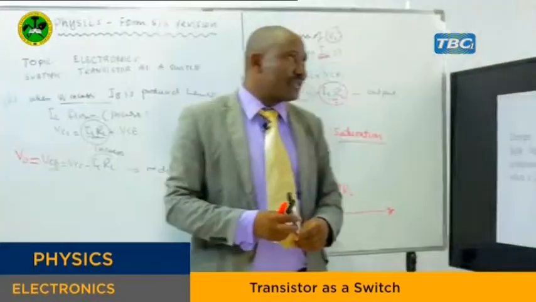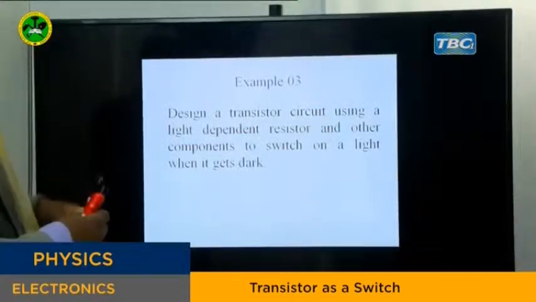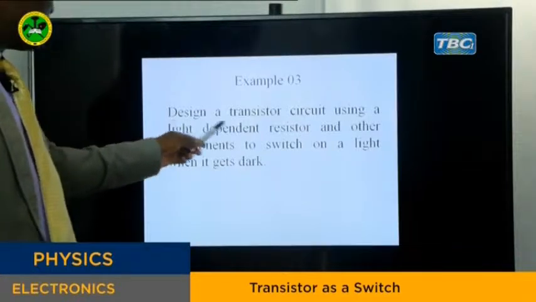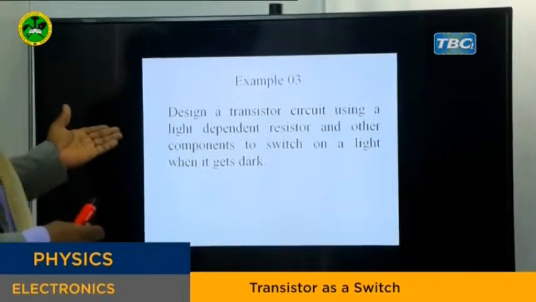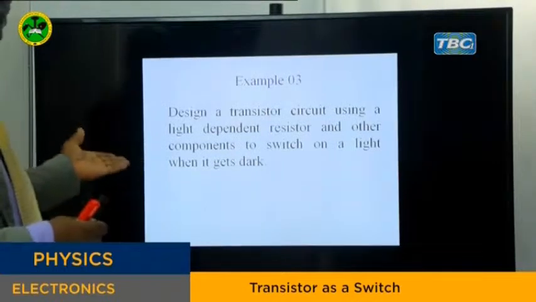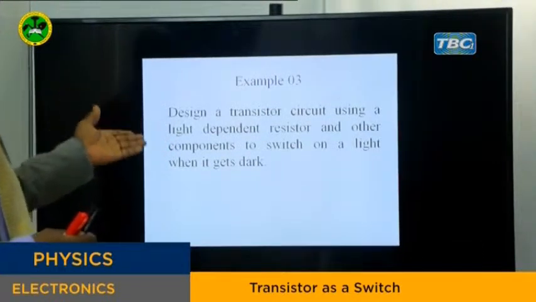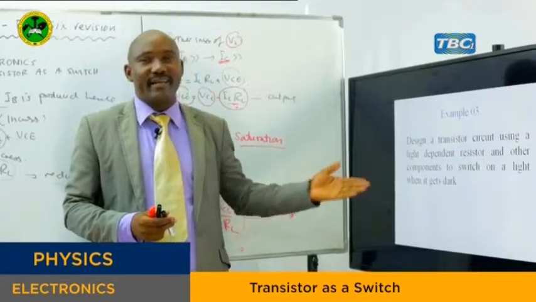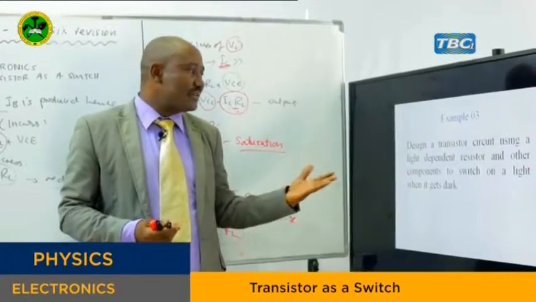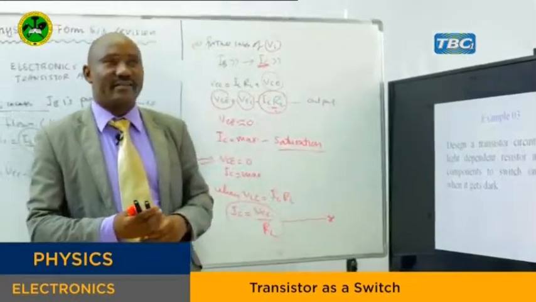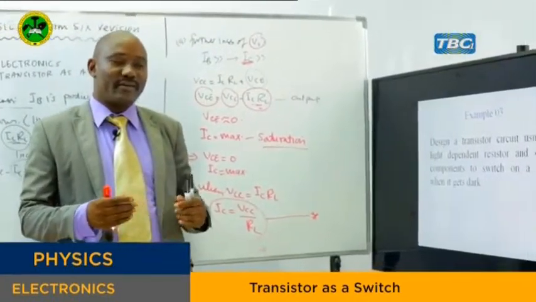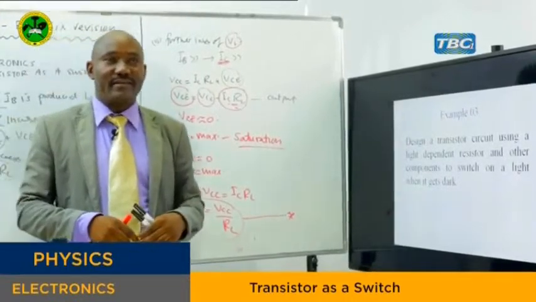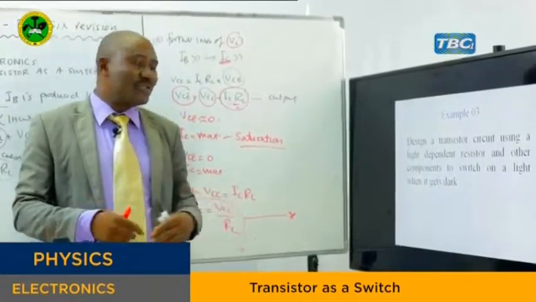Example number 3. If you remember, in the first part of this topic we did 2 examples. Example number 3 is: design a transistor circuit using a light-dependent resistor and other components to switch on a light when it gets dark. This is a competence question, so it is not a direct question. When you talk of designing a transistor circuit, that means we make use of the transistor. When it gets dark, the lights will switch on automatically.